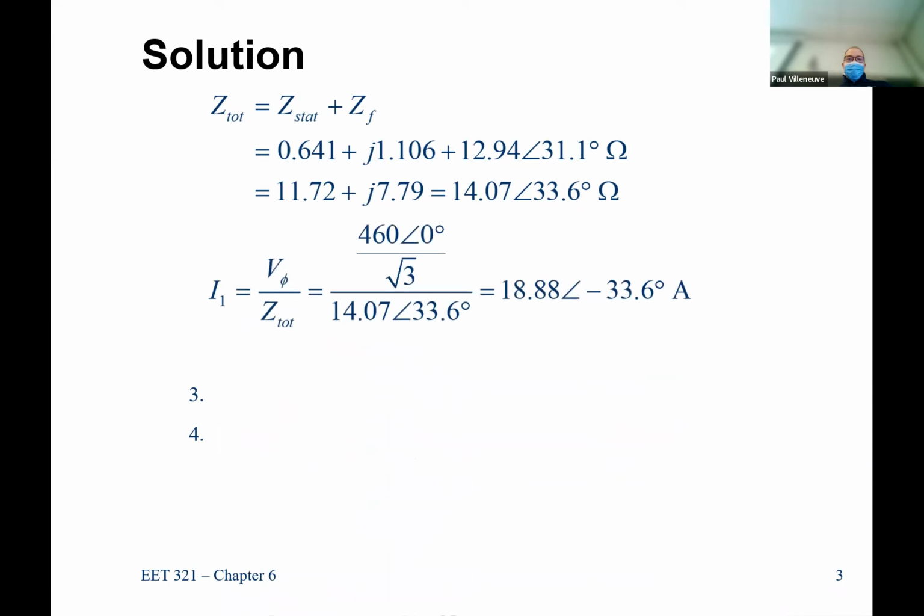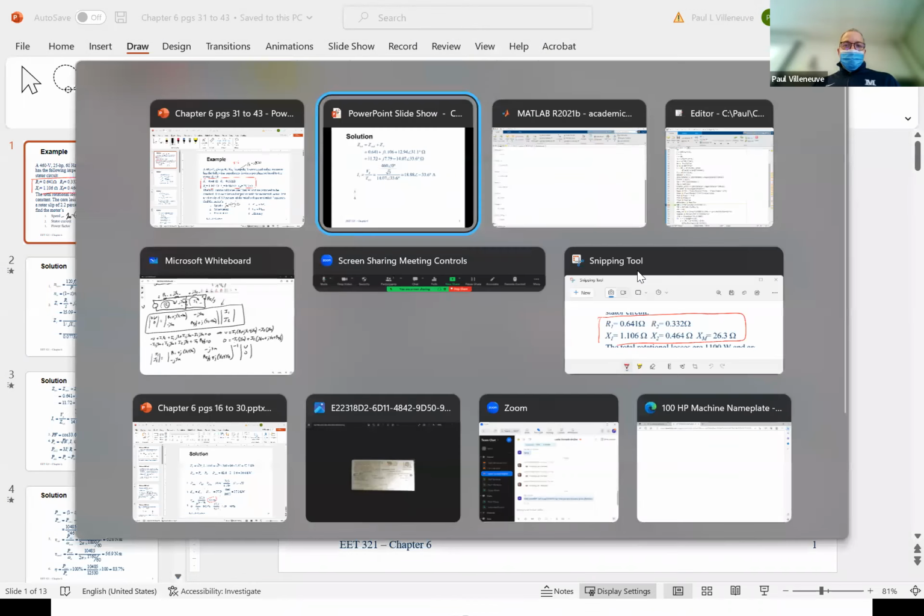Now I can calculate my current. Oh, why is the current up a little bit? Do I have the correct values? Let me look. Let me just double check.